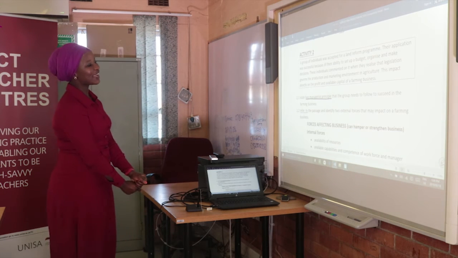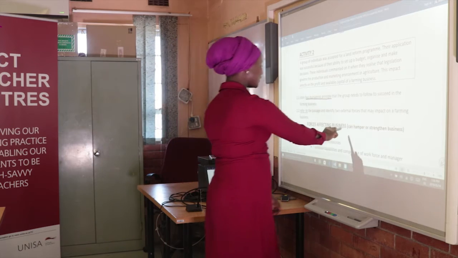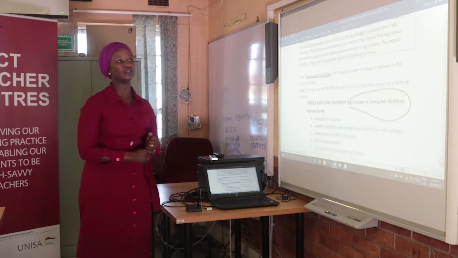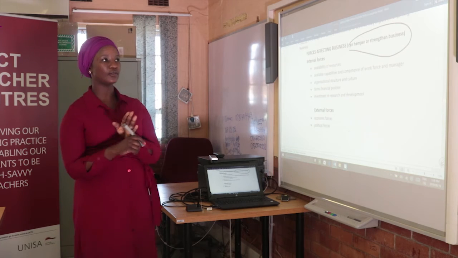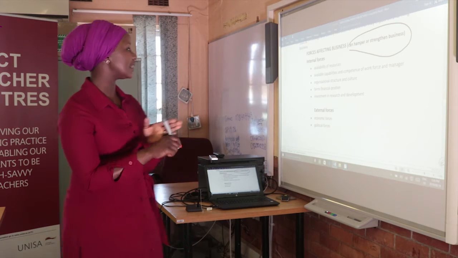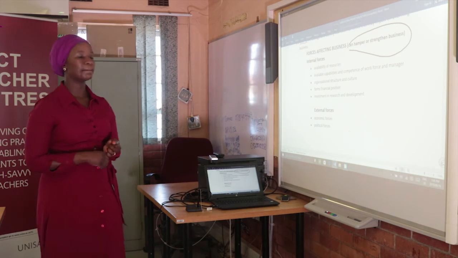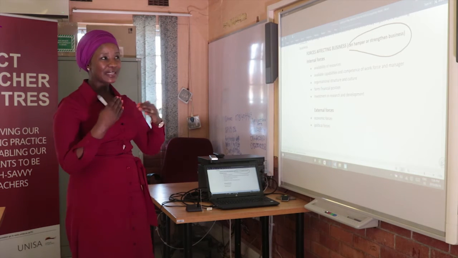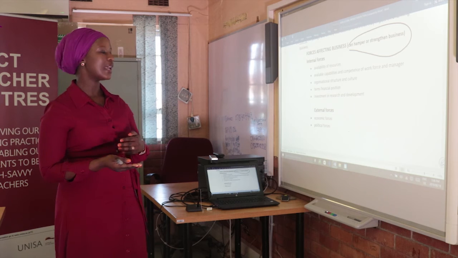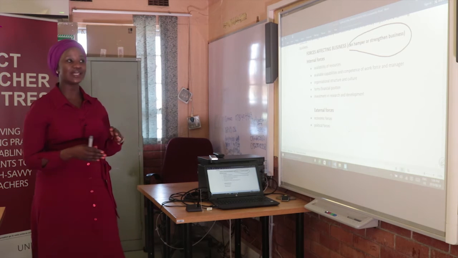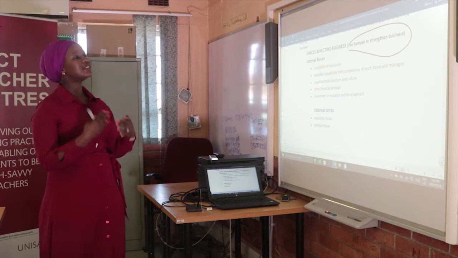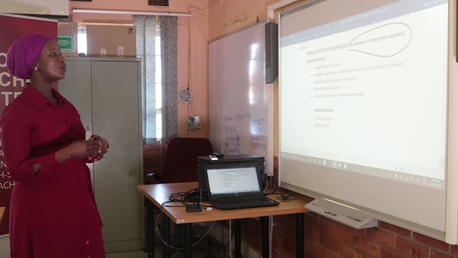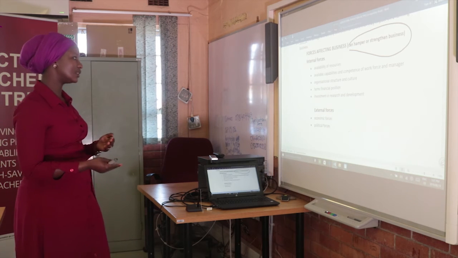So now we've got factors that can affect a business. These factors can hamper or they can strengthen the business. So they come in 2 forms. Number 1, we've got the internal factors and then the external factors. Our internal factors are factors that are within the business, and the business can have control over those factors. And then our external forces are outside the business. The business cannot control those factors, but they can hamper or they can strengthen the business.